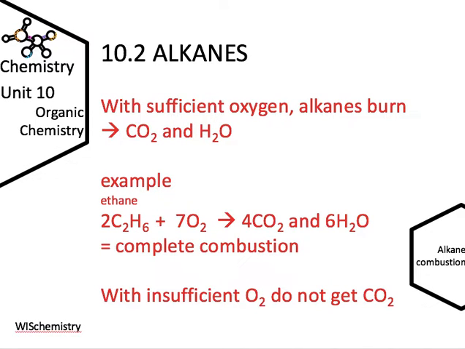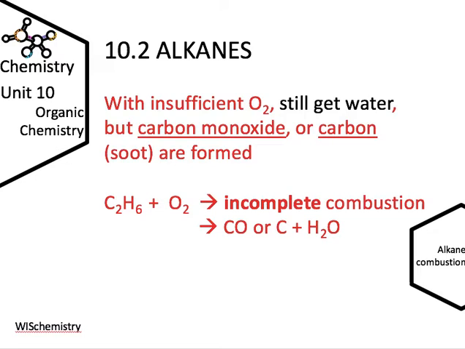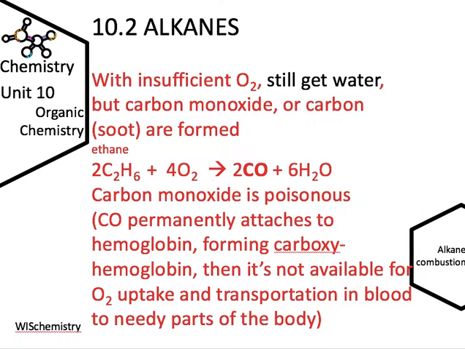So complete combustion, you're making carbon dioxide. With insufficient oxygen, there might be some CO2, but that's not going to be the major product. Incomplete combustion will form carbon monoxide or particulate carbon, and still water as the other product. Carbon monoxide, here's an equation where it completely goes to CO, where we've got 4 oxygen molecules reacting instead of 7 for the complete combustion. And it's poisonous. Not just a suffocating gas like carbon dioxide, it actively attaches to hemoglobin, and it's not reversible. So it then stops any oxygen being taken up by that particular red blood cell.